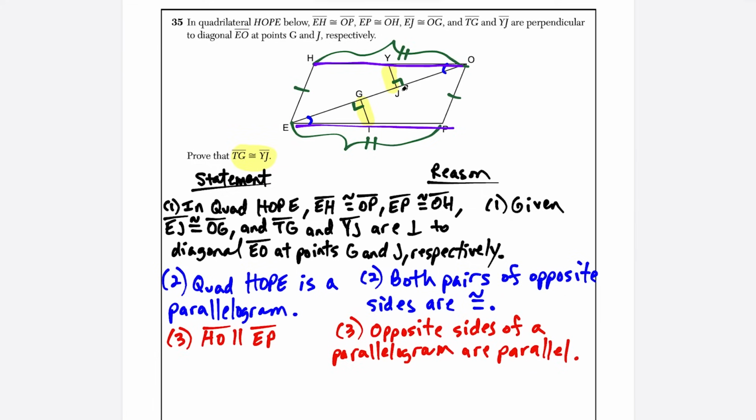If you struggle to name an angle with 3 letters, you are allowed to introduce numbers. So I could put a 1 here and a 2 here, and I'm allowed to say that angle 1 is congruent to angle 2. The reason is that when parallel lines are cut by a transversal, the alternate interior angles formed are congruent.